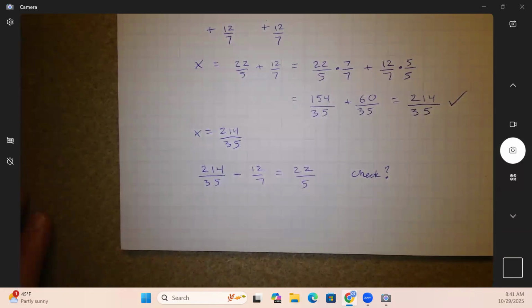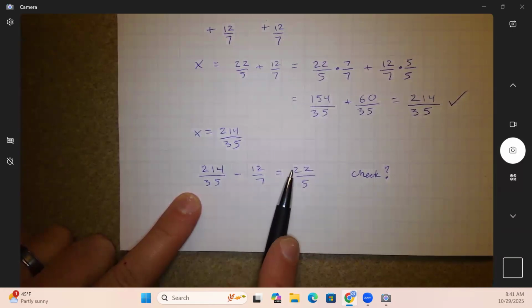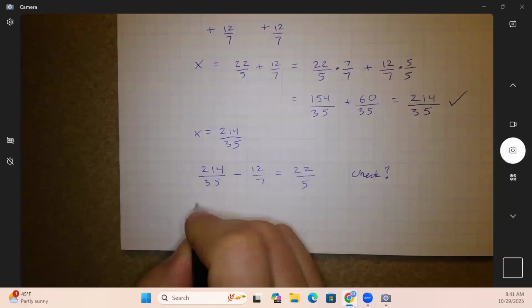But we still could, right? You'd have to do your fraction arithmetic. You'd have to get the 12 over 7 to be something over 35. And then when you do the subtraction, you would be able to get that it ends up reducing to 22 over 5. I'll do it this time. I probably won't do it every time.